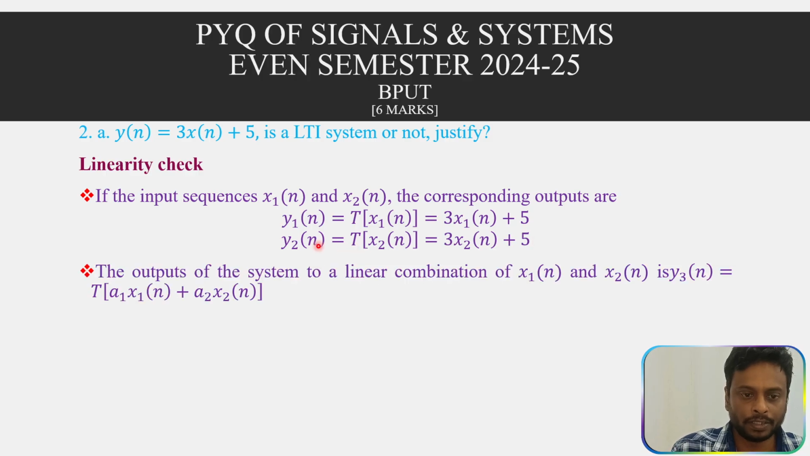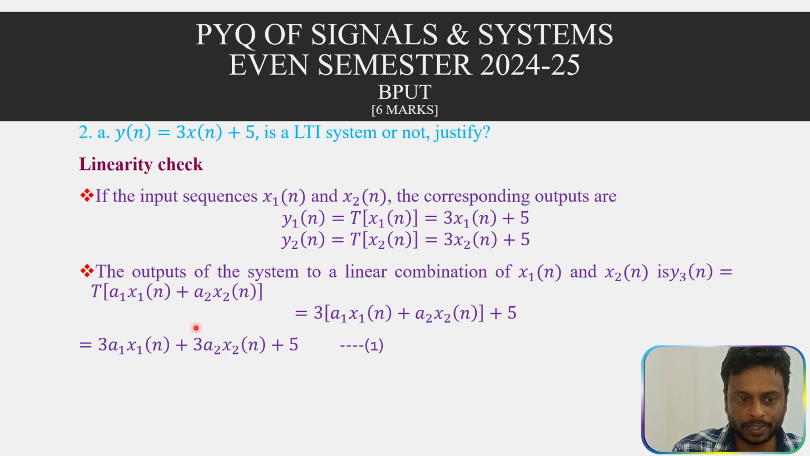Now the output of the system to the linear combination of x1 and x2 is your y3 of n. In place of x of n we put a1 x1 of n plus a2 x2 of n. So that will be 3 into a1 x1 plus a2 x2 of n, which is 3 a1 x1 of n plus 3 a2 x2 of n plus 5. If a1 y1 of n plus a2 y2 of n is equal to y3 of n, then the system is called a linear system.